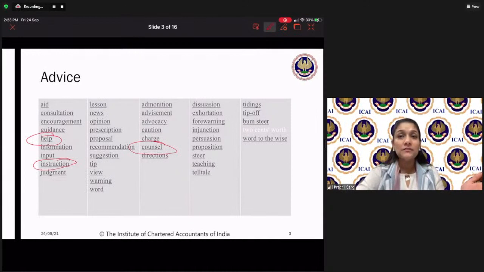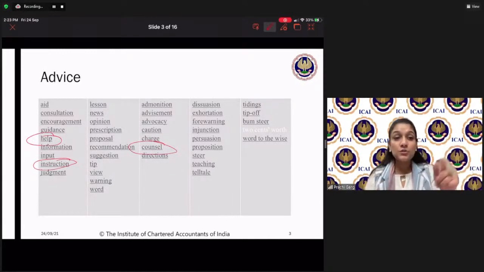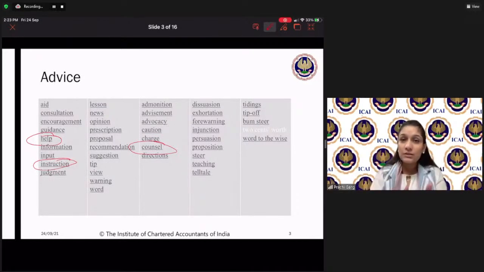Now, let's look at the word counsel. So, counsel is to give professional advice and help to somebody with a problem. Now, counsel is also giving an advice, but this is a professional advice, right? It could be from a lawyer to you. It could be from a counselor to you. So, it's some sort of advice to help somebody, right?